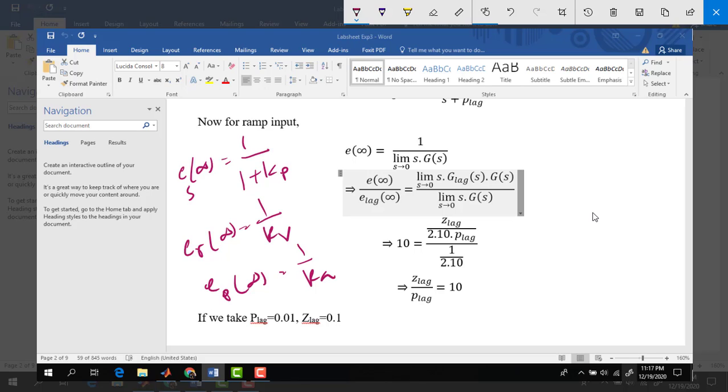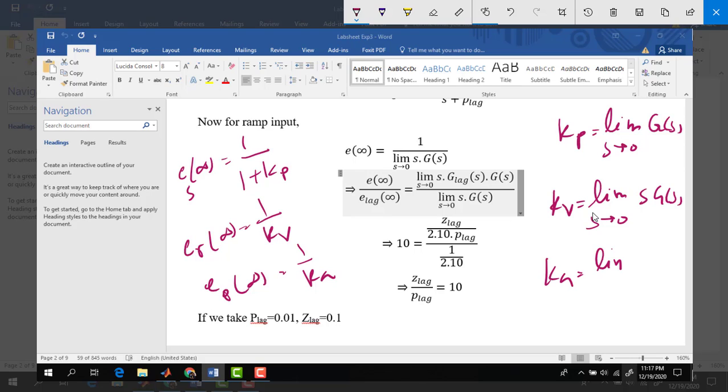So what is kp? kp is limit s tends to 0 G(s). What is kv? kv is limit s tends to 0 s G(s). What is ka? ka is limit s tends to 0 s square G(s).